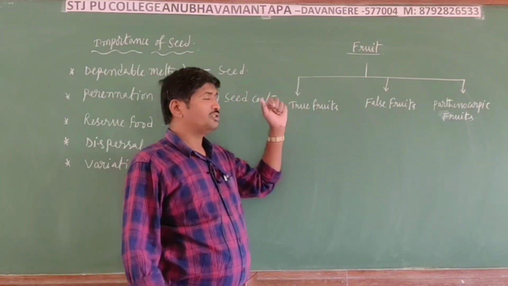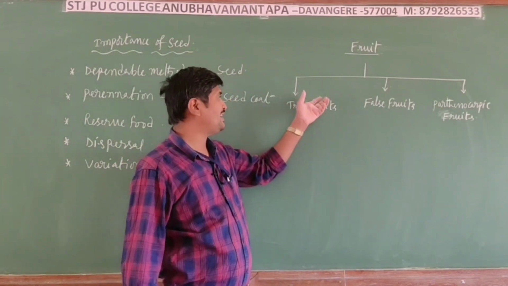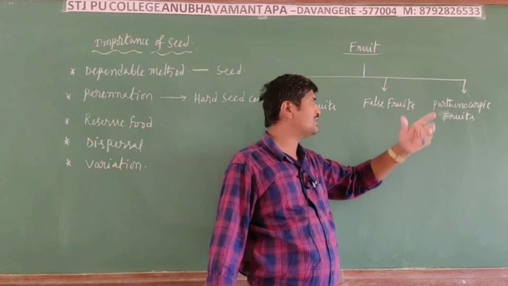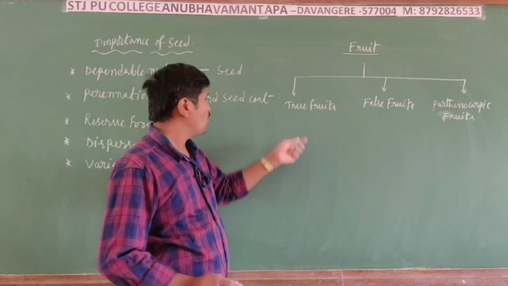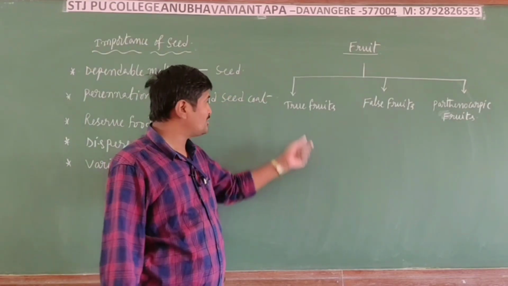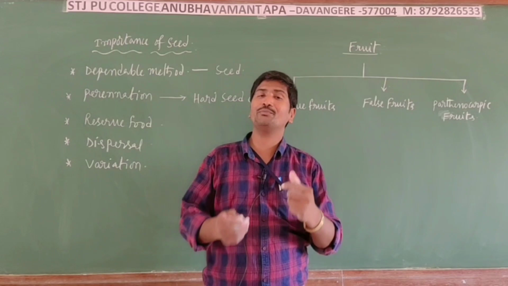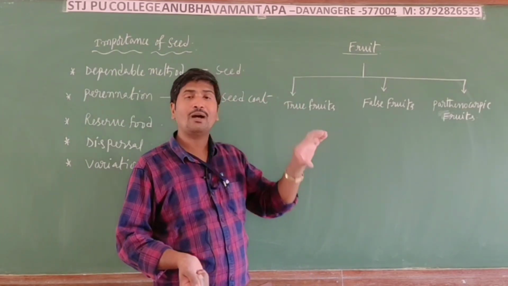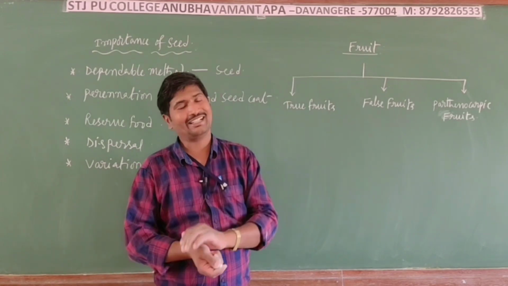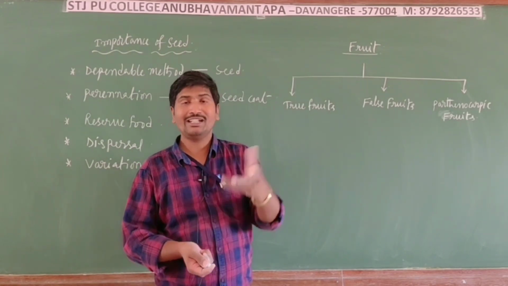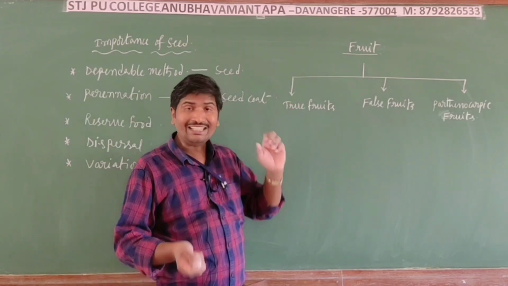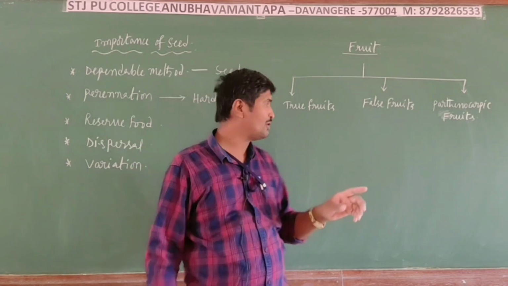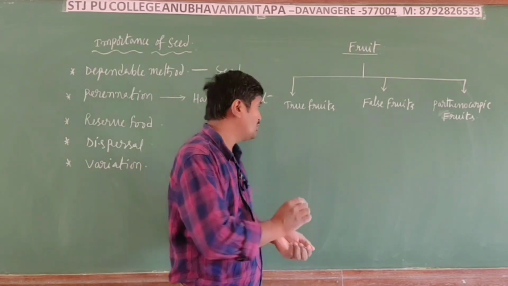Parthenocarpic fruits. Generally, fruits are classified into three types: true fruits, false fruits and parthenocarpic fruits. What are true fruits? True fruits means the fruit is developed only from the ovary, and the remaining floral parts are shed, degenerated or fall down. Such types of fruits are known as true fruits.